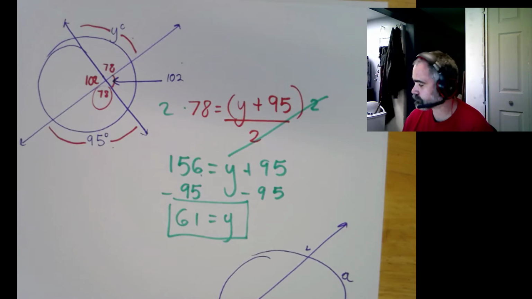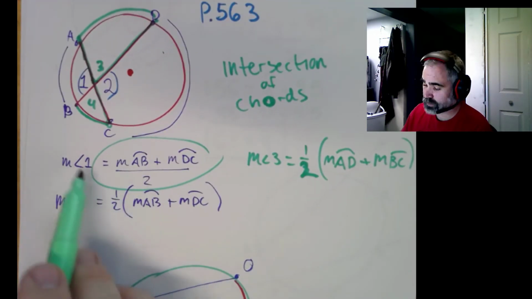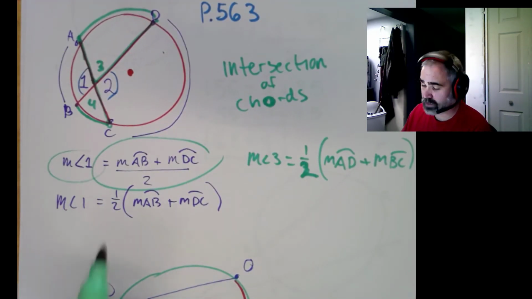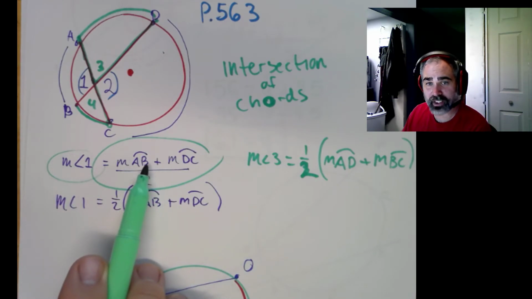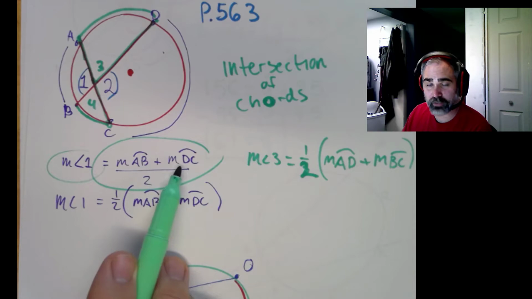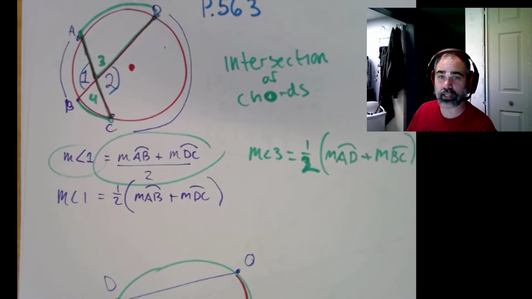Remember, you know that the average of these is equal to the angles. So plug in what you know. If you know angle 1, plug it in. If you know the measure of one of the arcs, plug it in. If you don't know the measure of one of the angles, just go ahead and leave it as a variable. That's fine. And then you can solve.